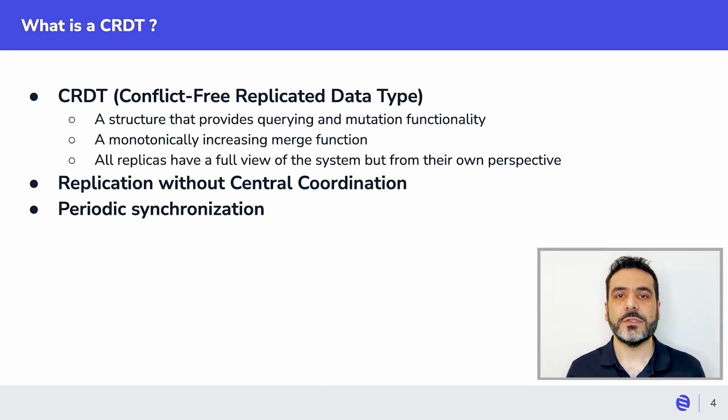The other thing that's important about CRDTs is that every CRDT would have a full perspective, a full view of the whole system. Now, the different replicas' perspectives could be different at any point in time, but the behavior of the system overall is that all those states converge to the same thing eventually over a period of time. So CRDTs are essentially a way to build a system and replicate data without centrally coordinating between these replicas. Instead, we do periodic synchronization.